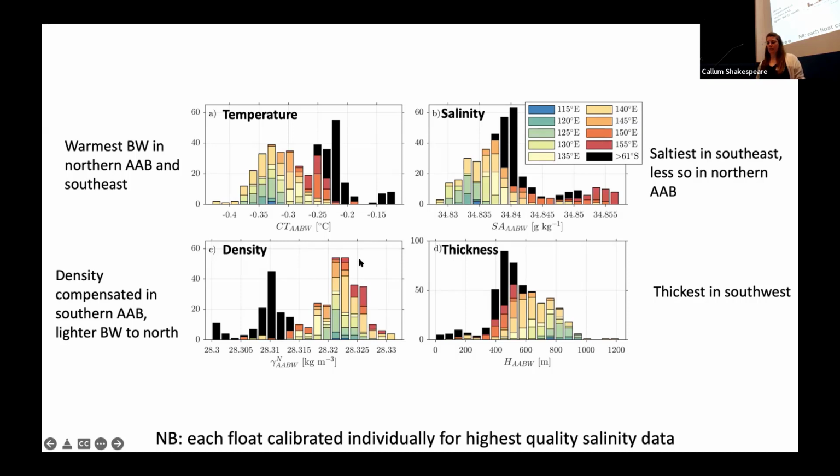And you also see warmer bottom waters in the northern part of the basin. The thickness is a little bit of a different story. You do have this thicker bottom water farther west, away from those two sources, and we think it's more related to just the configuration of the basin rather than anything really dynamical.